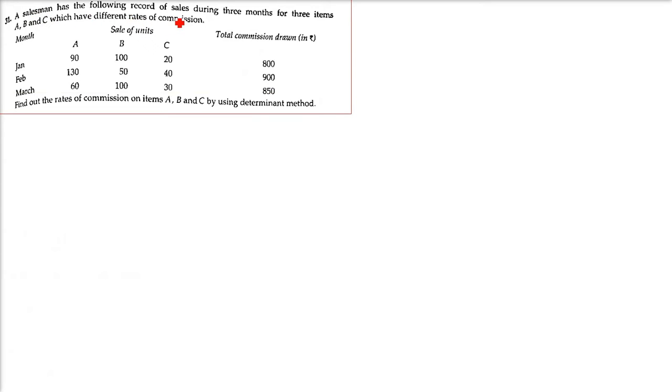A salesman has the following records of sales during 3 months for 3 items A, B, C, which have different rates of commission. The months are January, February, March, and the units sold are of A, B and C. You can represent the quantity of A by x, B by y and C by z. So 90 into x plus 100 into y plus 20 into z is equal to the total commission, which is 800. So the first equation is 90x plus 100y plus 20z equals 800.